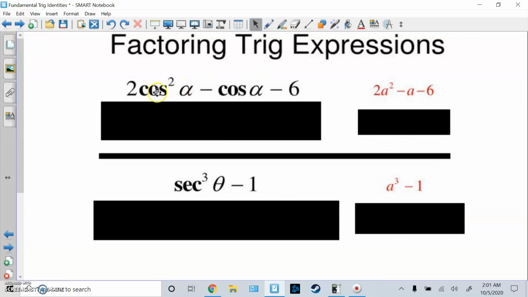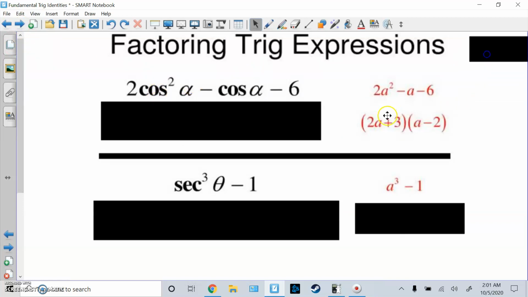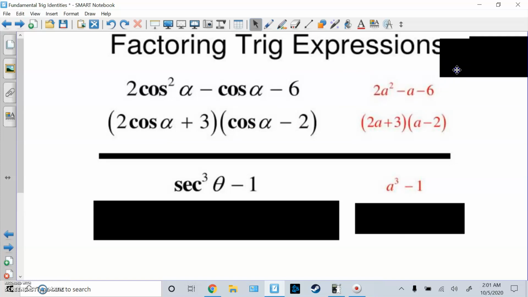Same thing here. We guess and check. Over here we get 2a and a, 3 and 2, plus minus. Alright, same thing here. Instead of a, it's going to be 2 cosine of alpha, and then cosine of alpha. Because 2 cos alpha times cos alpha is 2 cos alpha squared.